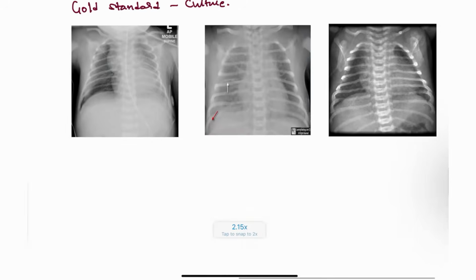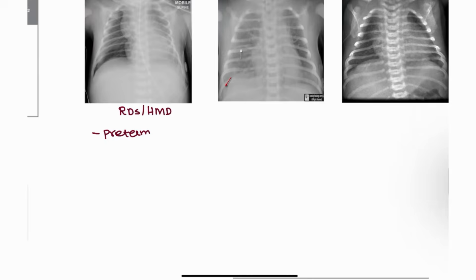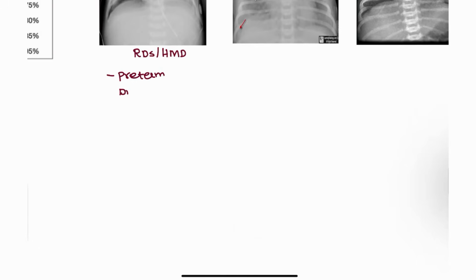So first, here we are going to discuss RDS, respiratory distress syndrome, which is also known as hyaline membrane disease. So what is this condition, guys? Let's discuss. First, it is commonly associated with preterm babies, less than 34 weeks of age, and also babies of mothers with diabetes mellitus who give birth are associated with this condition. So what is happening here? There is a deficiency of surfactant.